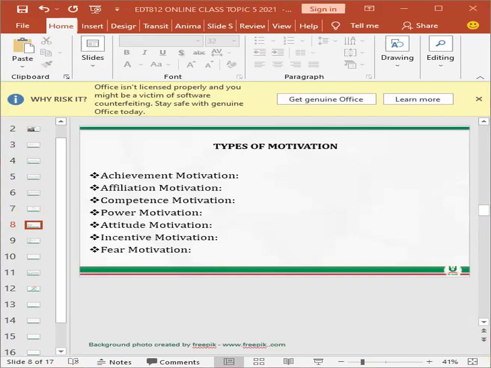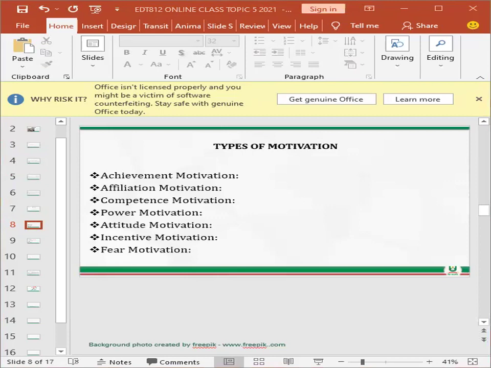We also have affiliation motivation. This is the drive to relate with people on a social basis. People with such motivation perform work better when they are complimented for their favorable attitudes and cooperation. So it is often used where money cannot be used to motivate.